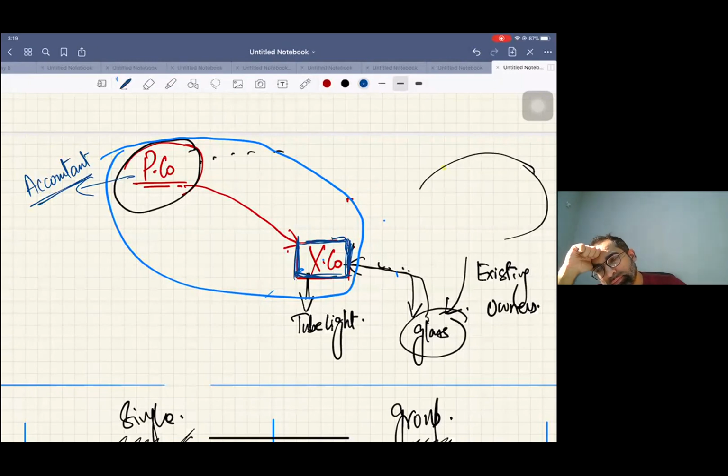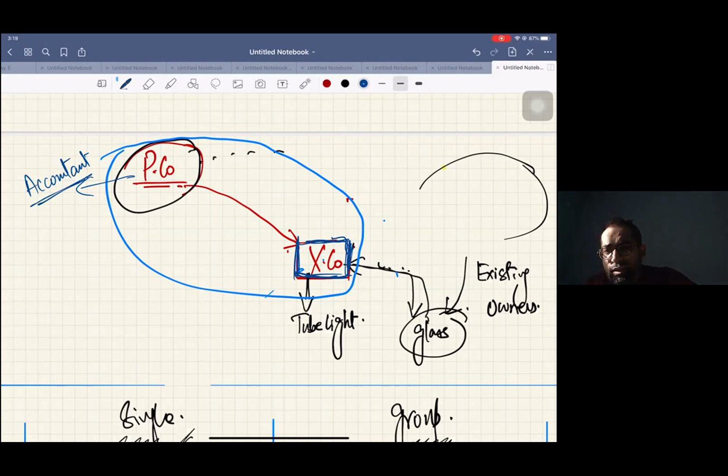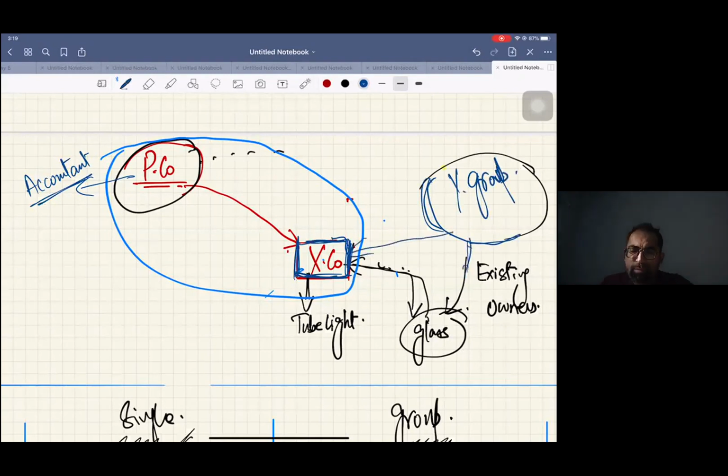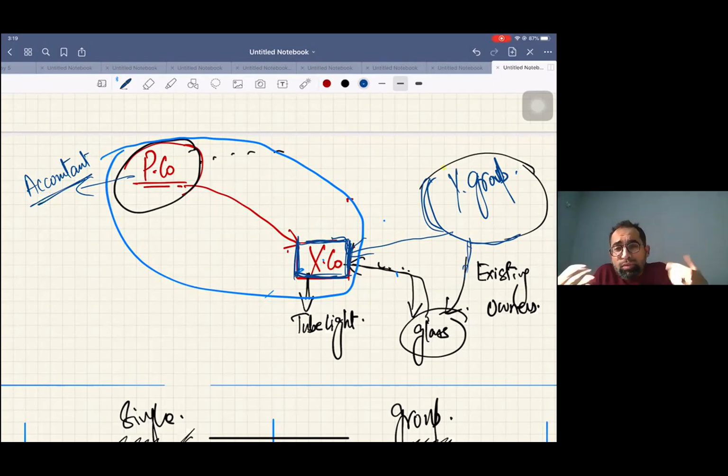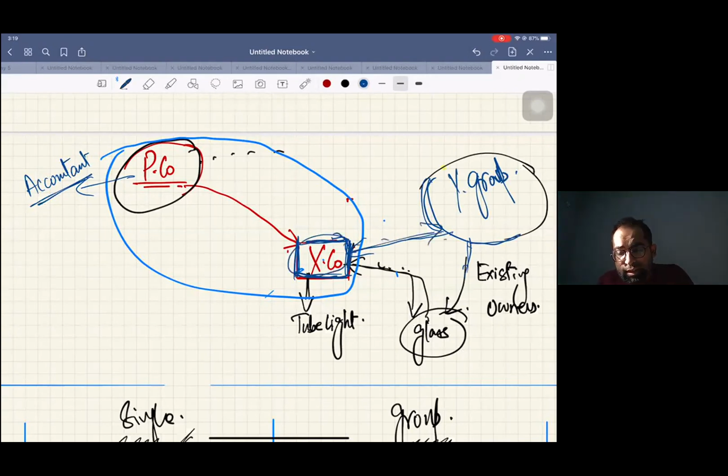So whenever you want to buy the running business of X company, you will go to the existing owners, the Y group. These are the existing owners of X company. I repeat, the parent company is right now planning to buy the running business of X company. So obviously they will buy from the existing owners, and the existing owners are a Y group of companies.